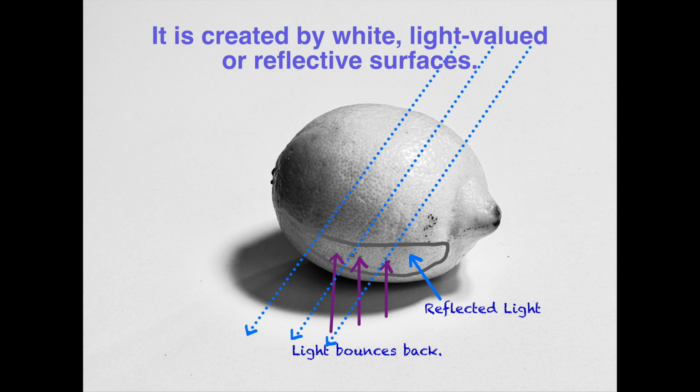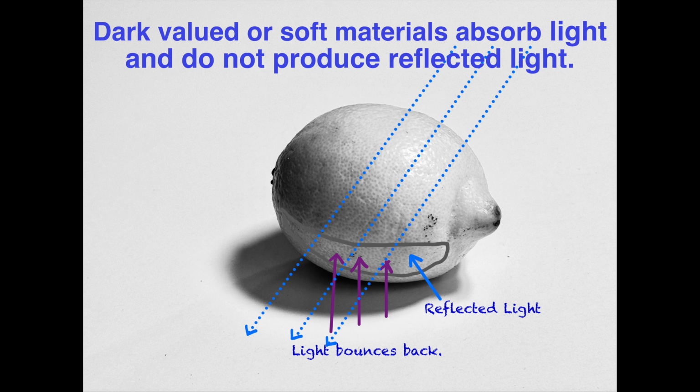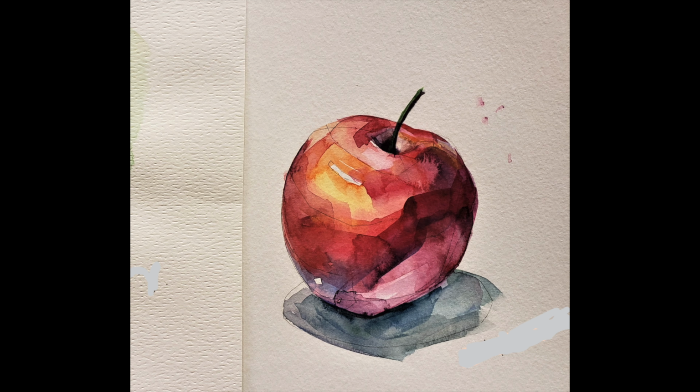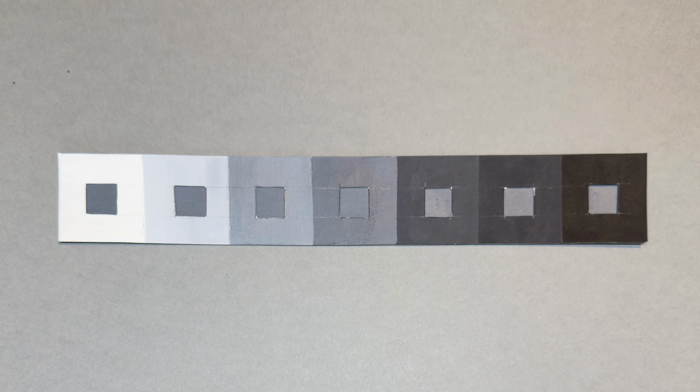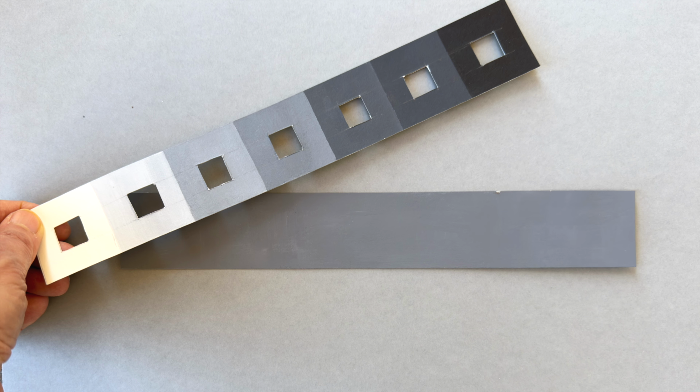Reflected light is usually created by nearby light or light-colored surfaces bouncing light back into the shadow. Dark or soft materials absorb more light and often produce little or no visible reflected light. It's very easy to make a reflected light too bright. This mistake is closely related to the simultaneous contrast effect we looked at earlier. The same value can appear lighter or darker depending on the values around it.